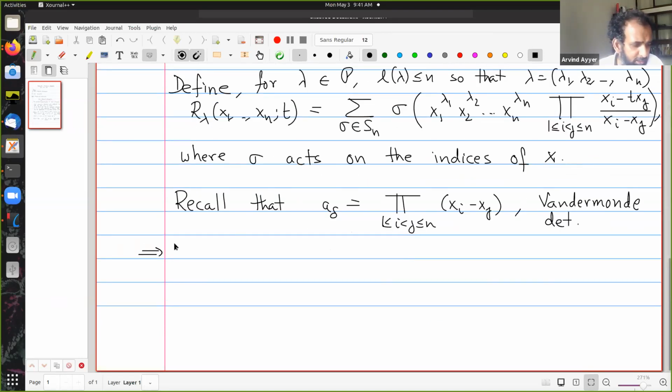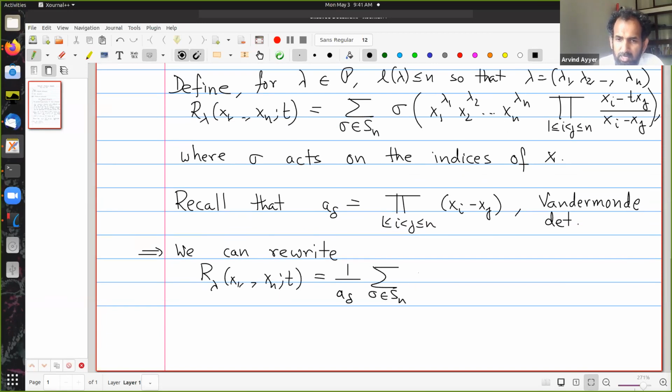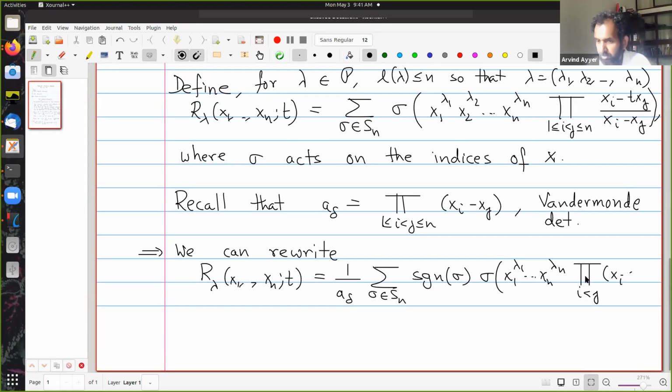So therefore we can rewrite R lambda of x1 to xn, t. I pull the 1 by delta out and I sum over permutations in Sn, and now I pick up a sign. And now sigma acts on the product x1 to the lambda 1 up to xn to the lambda n. I'll just write the product over i less than j of xi minus t xj. Okay, is that okay?